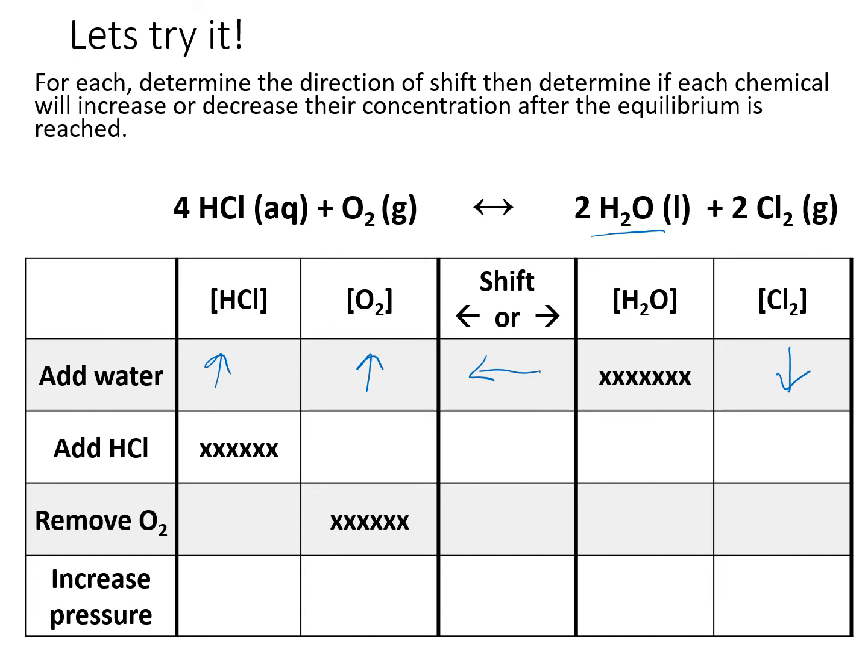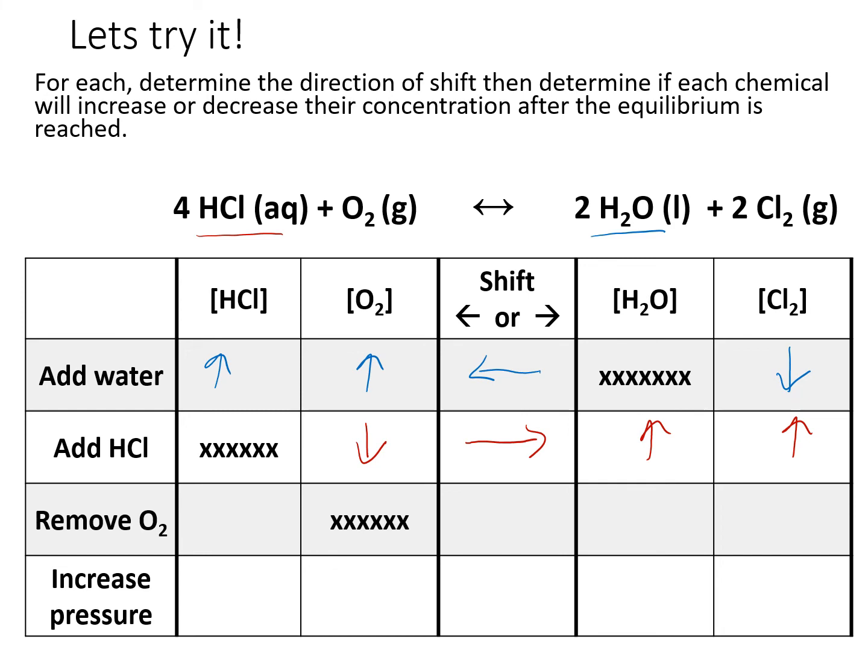All right, in our next one, adding HCl, that reactant, has the opposite effect. So we're adding to the left side, so it's going to shift right. So the added HCl will react with O2, so we'll lose some of our O2, but we're going to make H2O and Cl2, so we're going to increase their concentrations.